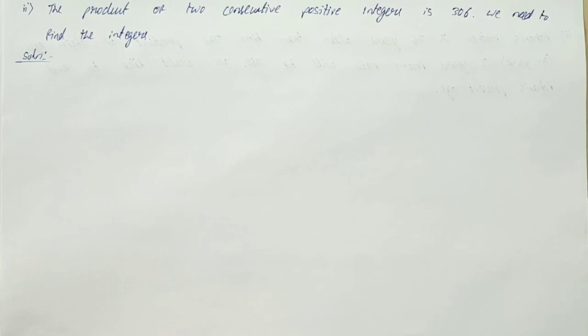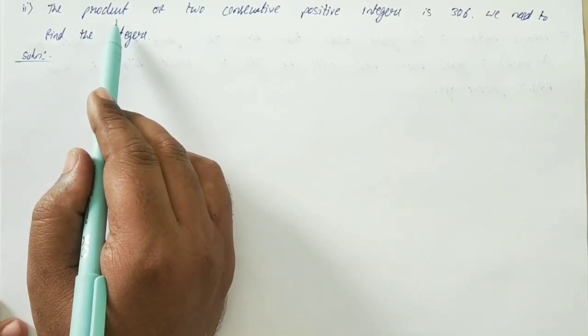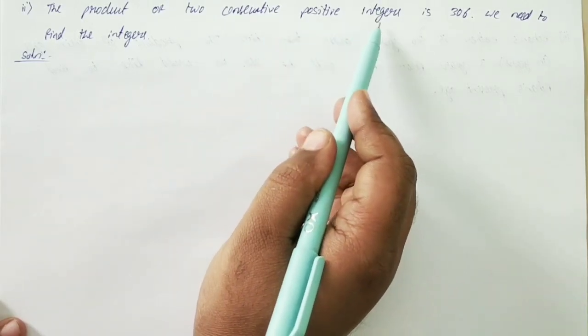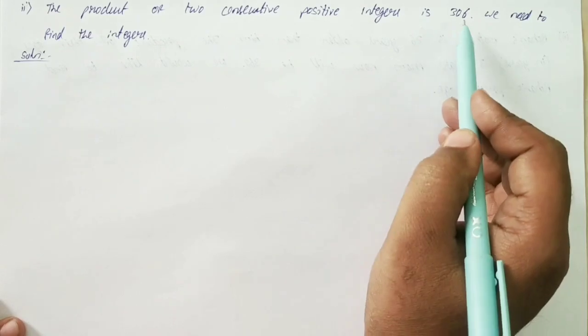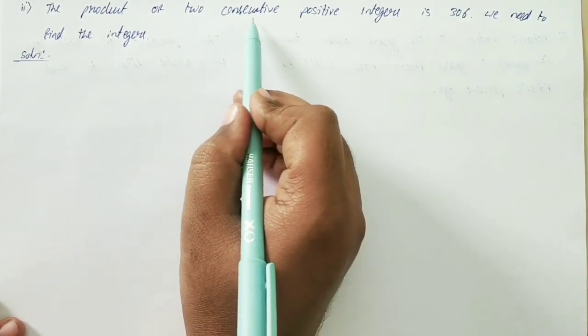Next, second sub question. The product of two consecutive positive integers is 306. We need to find the integers. So what they have given: the product means we have to multiply. What do we have to multiply? Two consecutive positive integers. If we multiply two consecutive positive integers, then that will be equal to 306, they have given. So first of all, what do you mean by consecutive?